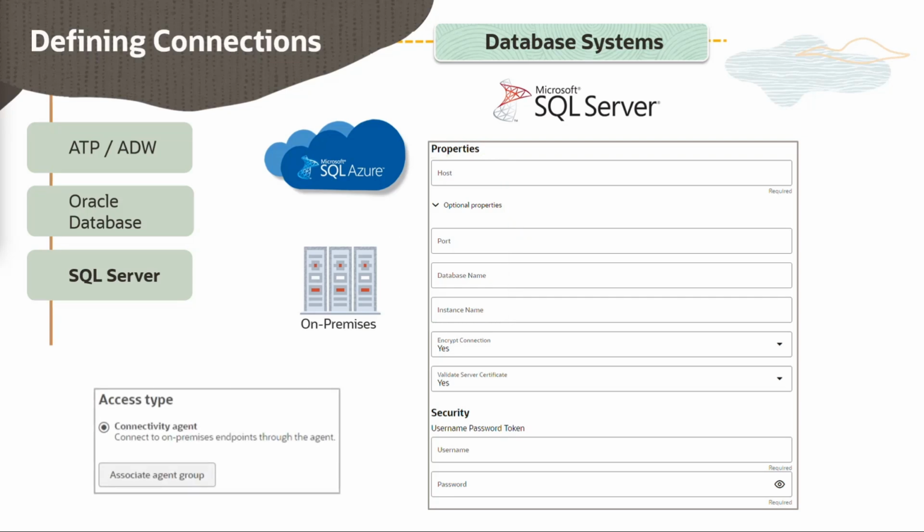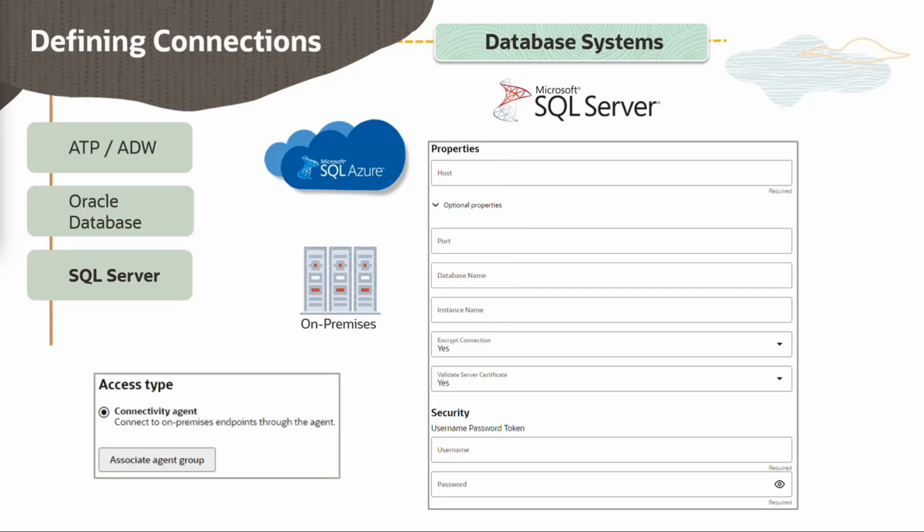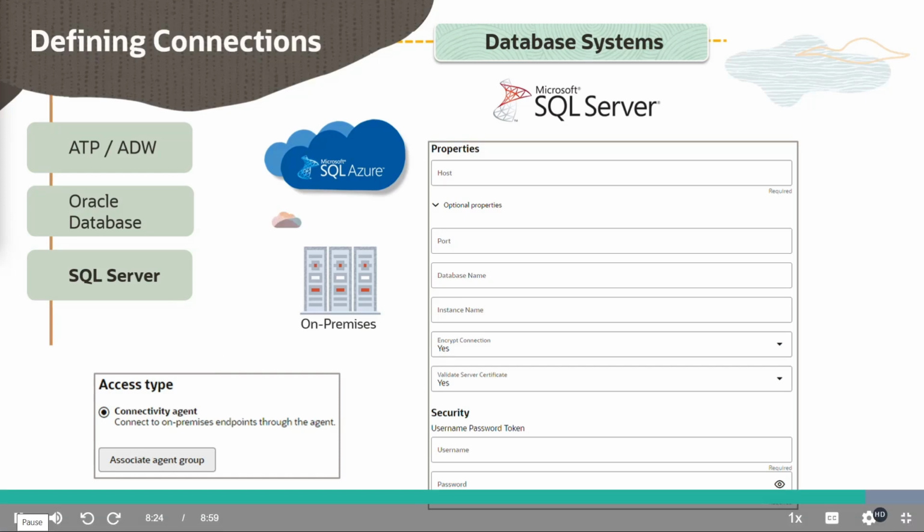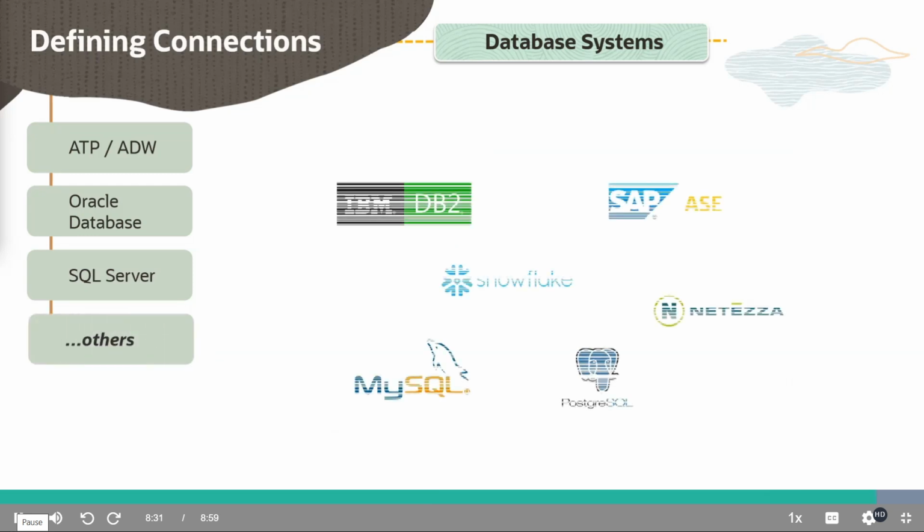For the access, the only option is to associate the connection with a connectivity agent, either deployed in your on-premises data center or deployed in a cloud network that has access to the Azure instance. And of course, there are other database systems, both in the cloud and on premises, that are supported by these OIC adapters. Once again, the connection details and security policy options are specified accordingly in the adapter documentation.